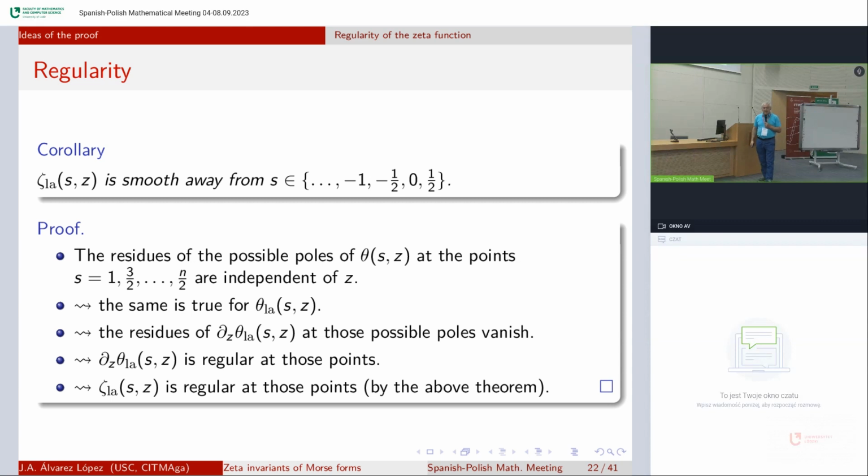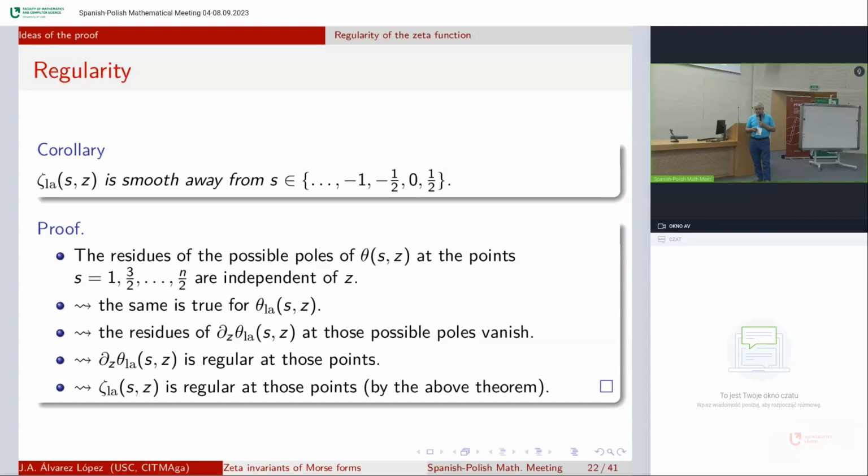As a consequence, we get that the large theta function is smooth away from the integers and half integers smaller or equal than 1/2, because the residues of the possible poles of the theta function at the points between 1 and half are independent of the parameter. So the same is true for the large theta function. And since they are independent of the parameter, the derivative with respect to the parameter is 0.